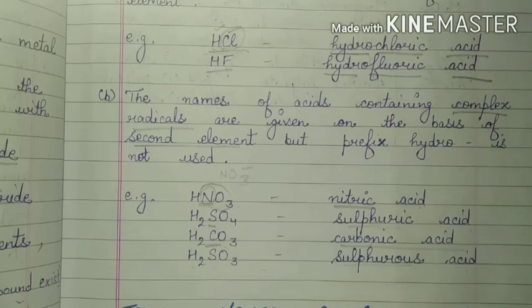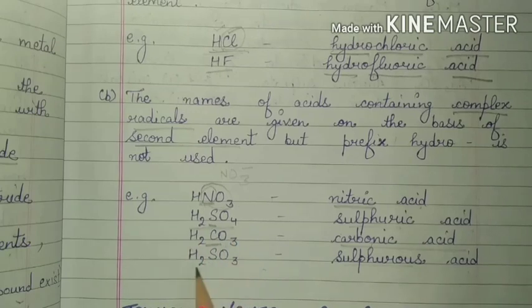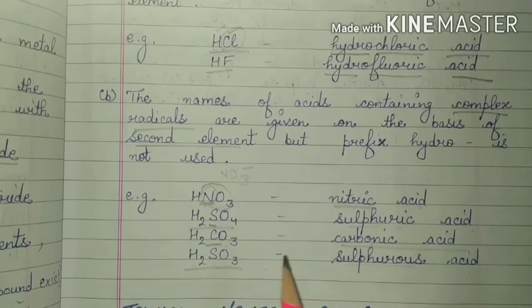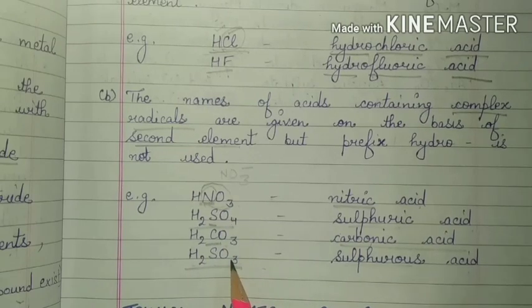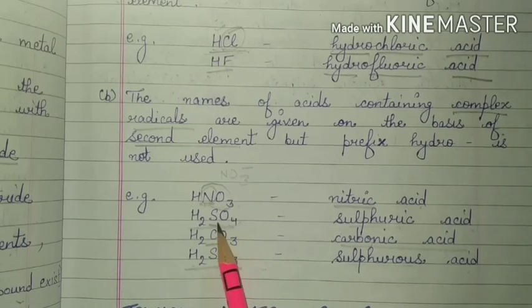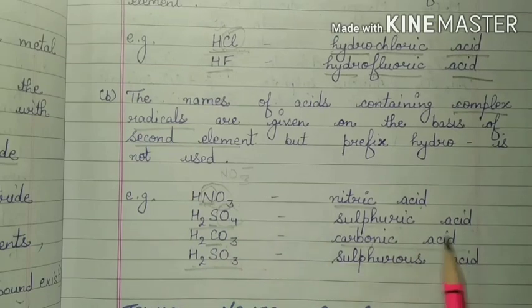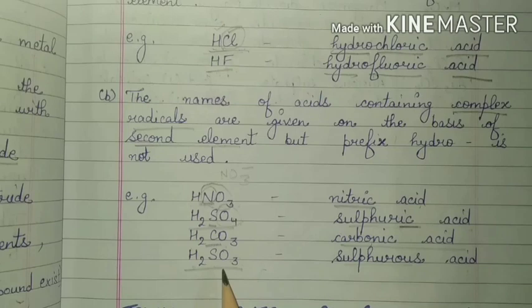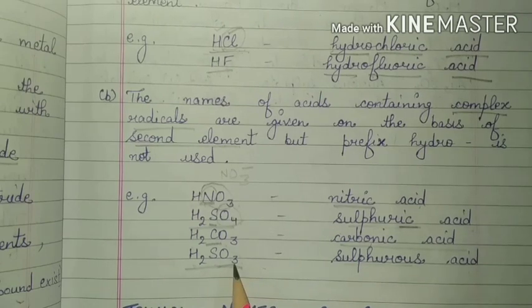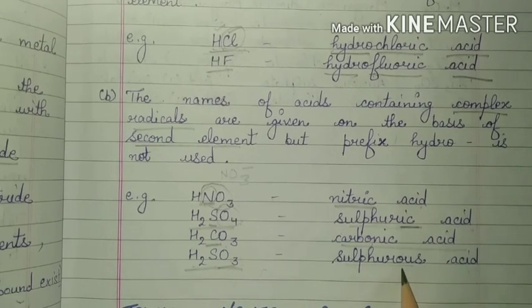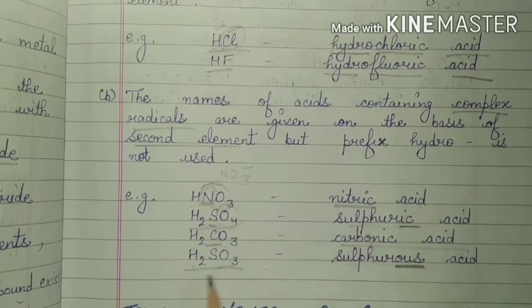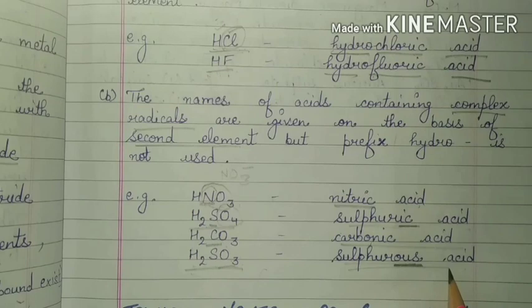And for acids which differ only in the number of oxygens, like H2SO4 and H2SO3, which contain the same kind of elements but the number of oxygen atoms varies, the acid with more oxygen atoms will be written with the suffix IC, and the one with fewer oxygen atoms will be written with the suffix OUS. So its name is sulfuric acid and its name is sulfurous acid.